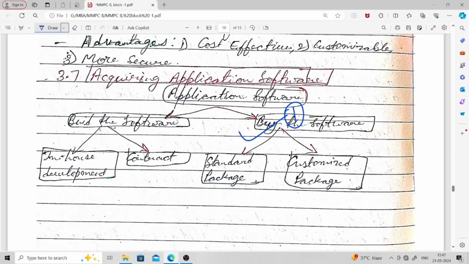In the case of in-house development, in-house developers are there, so you simply tell them the requirements, and on the basis of those requirements they are going to develop the software. The second option is the contract. Contract means you can hire any developer, or give a contract to another company, and tell them these are our requirements and you have to develop software for our application. That is also a solution.